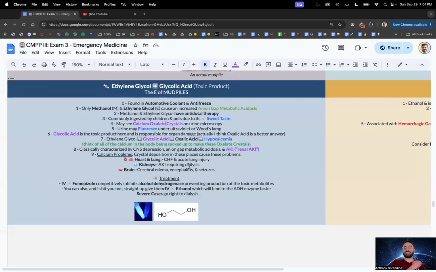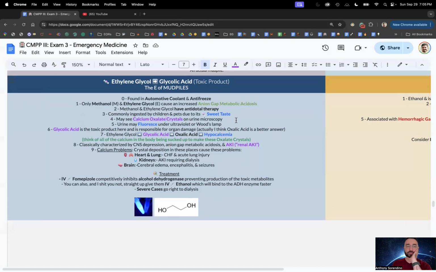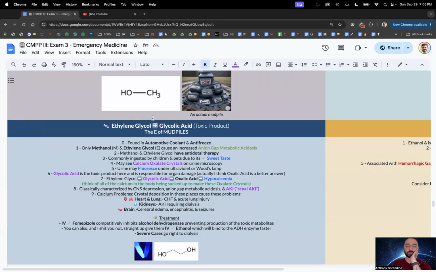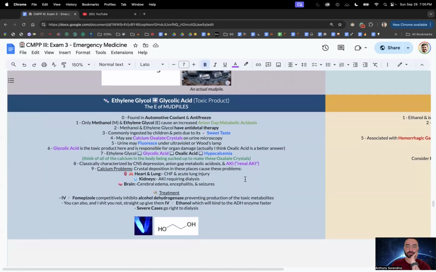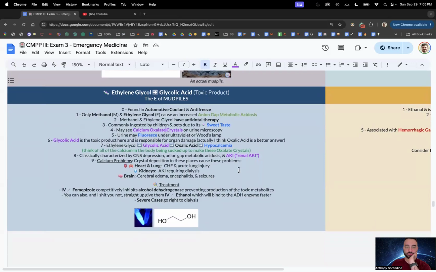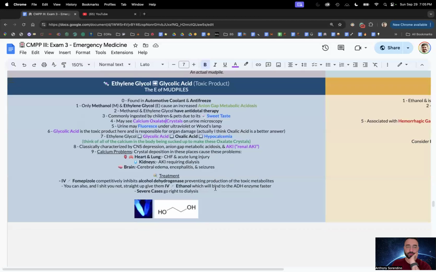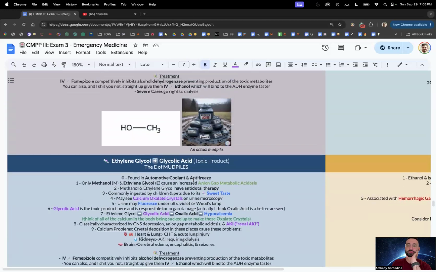Some buzzwords here are going to be the calcium oxalate crystals that you'll get on urine microscopy. And then it's going to glow in the dark. It'll actually glow blue. You can see the picture down here. Yeah, fluoresce under ultraviolet or Wood's lamp. Toxic product here is going to be glycolic acid. So ethylene glycol, glycolic acid, makes sense. So that's the big thing, calcium oxalate crystals. It's going to cause an AKI. Some other stuff here, but fomepizole is going to be the go-to.